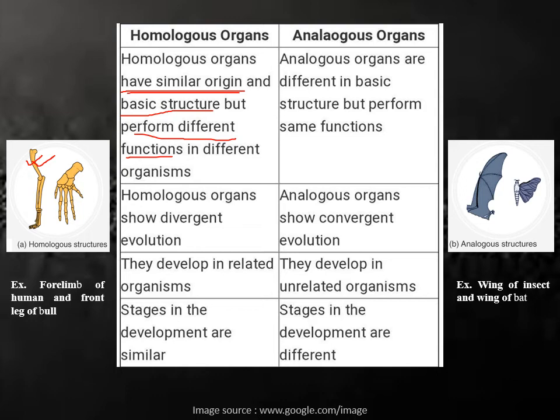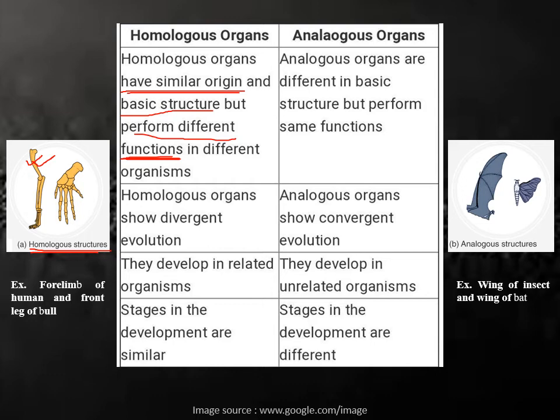So although the forelimbs of human and horse or bull appeared from the same basic structure, that means their origin is similar, in evolutionary time they have come to perform different functions, and that is why they look slightly different. These kinds of organs are known as homologous organs, and the property is known as homology. So homologous organs are organs having the same origin and same structure but performing different functions.